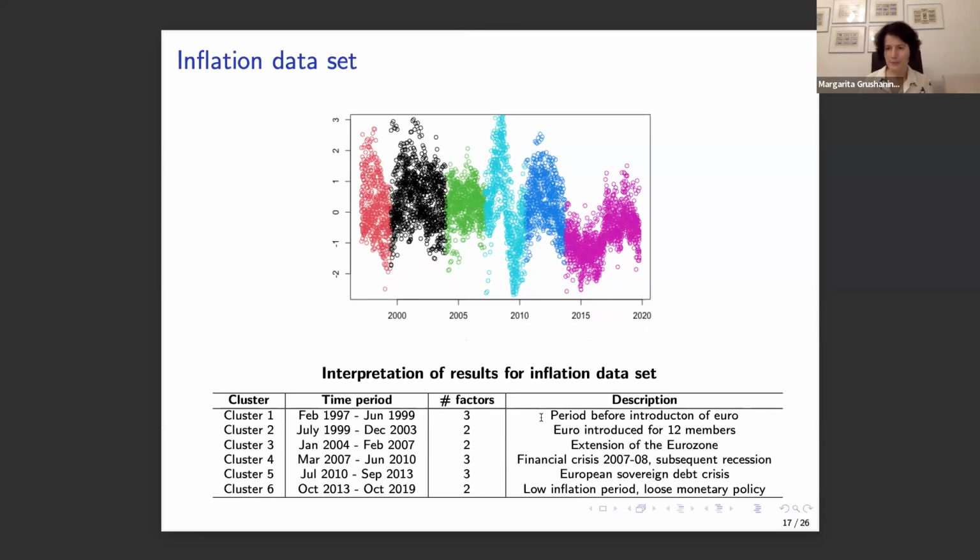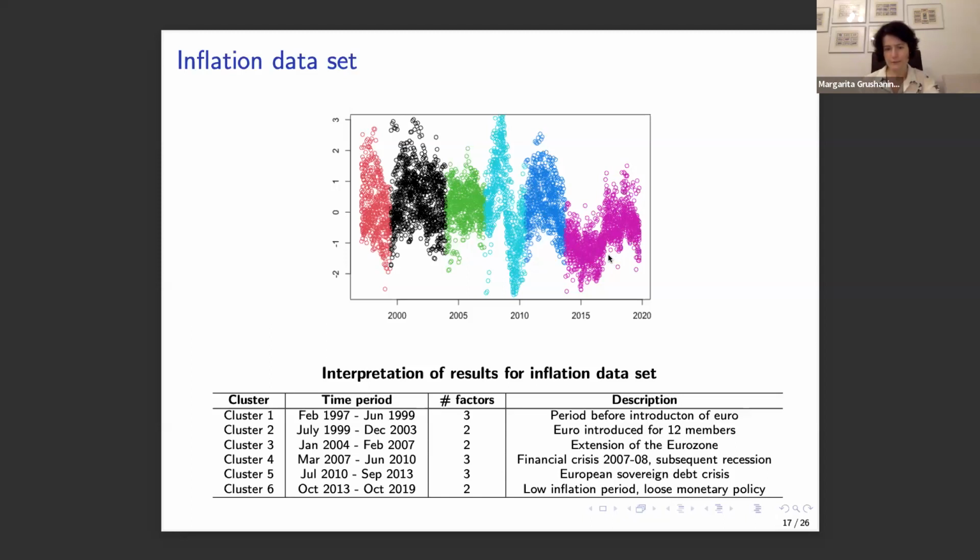If we see what happened in these data frames, so the first period was the period before the introduction of the euro. The second one, when the euro was already introduced. Then the third period, the green one, was with the extension of the eurozone. Then the blue corresponds to the financial crisis. The dark blue to the European sovereign debt crisis, and the last one is the low inflation period with the loose monetary policy.